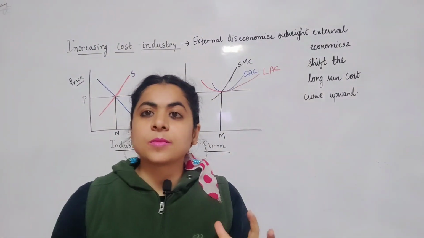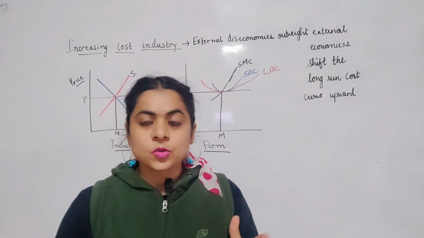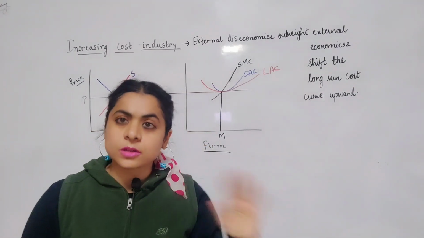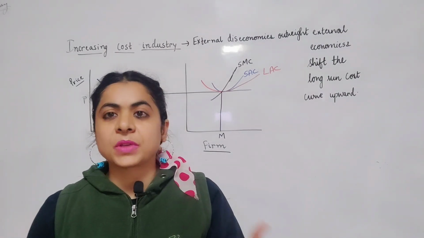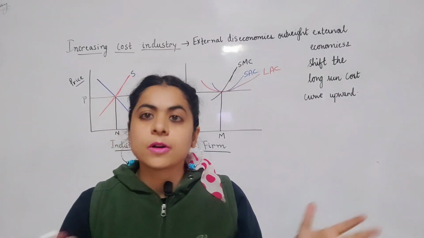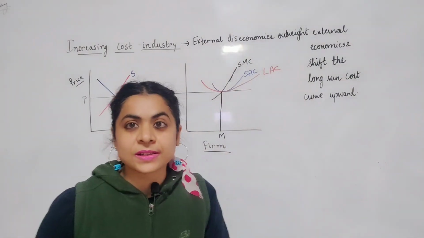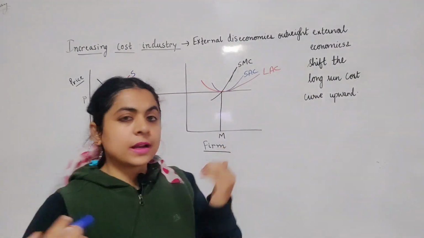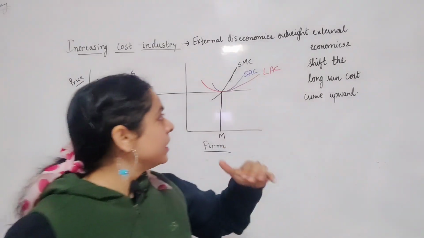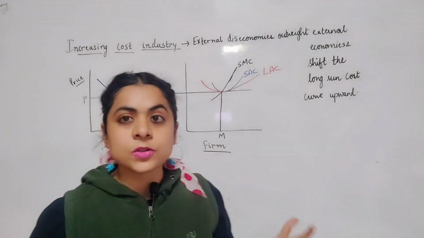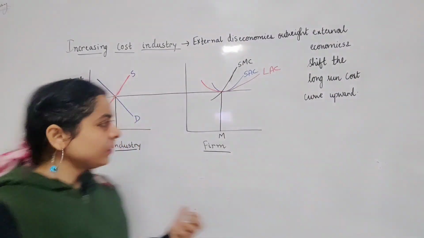The basic reason for this is external economies and diseconomies. External economies are different from internal economies. Internal economies are firm specific, whereas external economies are industry specific, not firm specific. So basically we can say external diseconomies are greater than external economies, and as a result the overall net diseconomies will shift the long run average cost curve upwards when new firms join the industry.